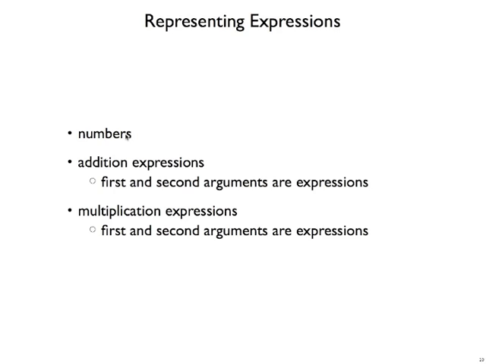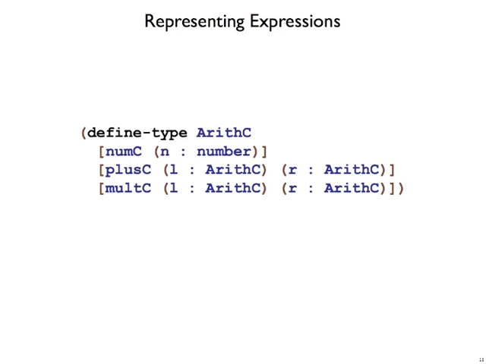And that suggests that we represent expressions using a data type that has three cases, where the first case encapsulates a number, and the second and third cases encapsulate two other expressions. And that leads us right to this data type. Arith-C. The C stands for core for reasons that will become clear later, but this is a core language of arithmetic, where we have the num, the plus, and the mult cases, where the num case has a number, and the left and right are each arithmetic expressions.